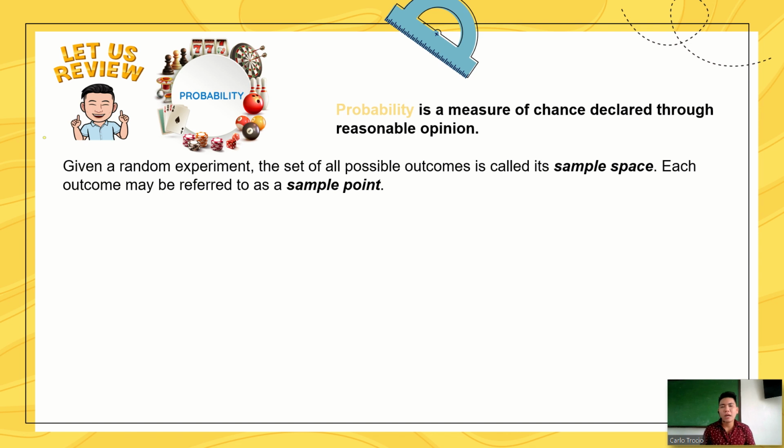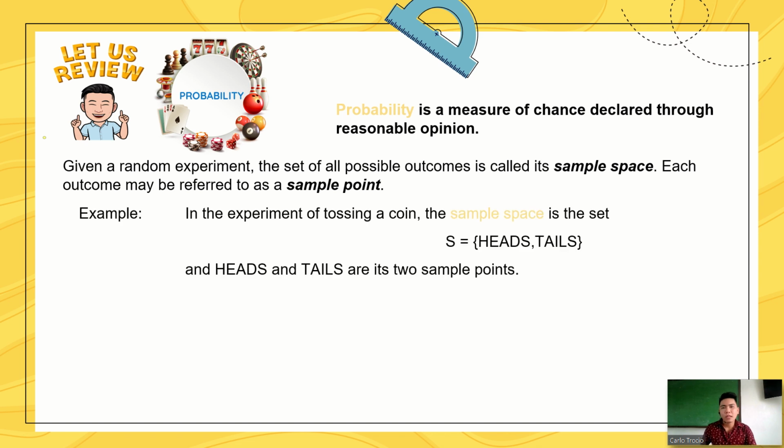Then the set of all possible outcomes is called its sample space. Each outcome may be referred to as a sample point. Let us have this example. Let's say that you and your friend are playing a game, the tossing of a coin. We know that a coin, for example a 1 peso coin, has two faces, the head and the tail. That is what we call the sample space, denoted with the set notation S = {heads, tails}. Each of the elements is called a sample point.